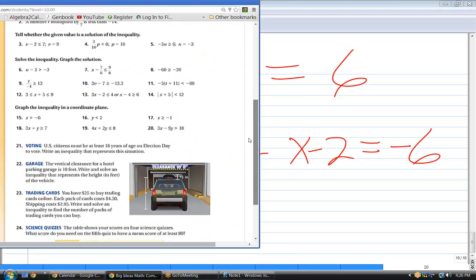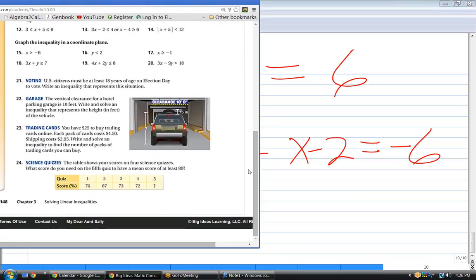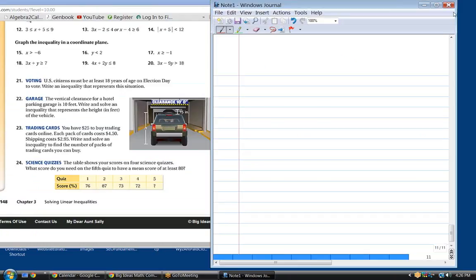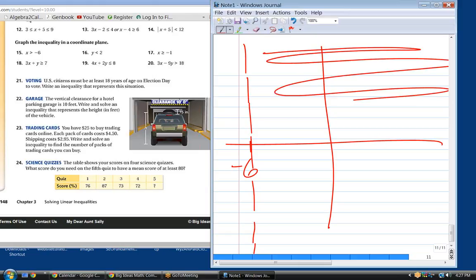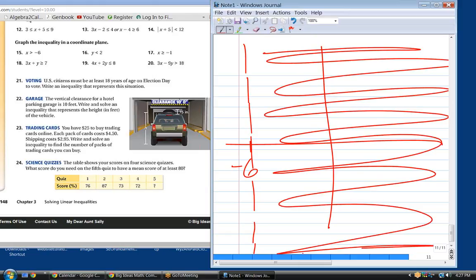Let's see if they got anything else here that's interesting. Yeah, they want us to graph some of these inequalities. Let's do that. We don't have much time, but we got a little bit. Let's take a real simple one. x is greater than minus 6. That is a vertical line, and the solution is everything that's to the right of that line. It's a dotted line because it's greater than, not greater than or equal.